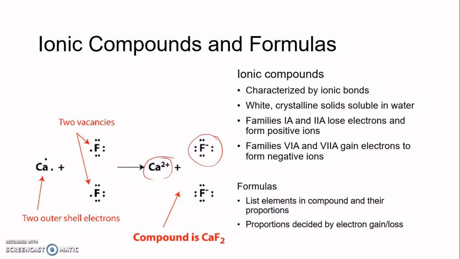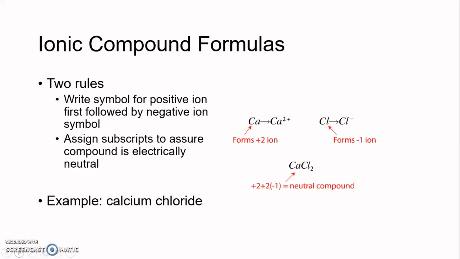So calcium becomes a +2 ion, whereas fluorine is just a -1 ion. In order to balance all those charges, you're going to need 2 fluorine atoms to make the electrostatic balance. And so this is the proportion that we need. The proportion of one atom to the other is decided by the electrons gained versus the electrons lost.